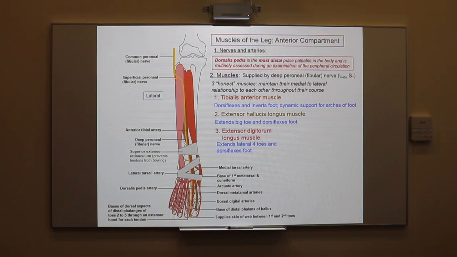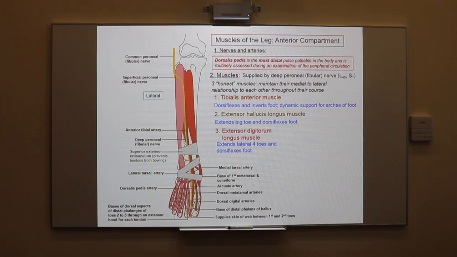So it is arising from the anterior aspect of the fibula. The uppermost part is also arising from the lateral tibial condyle. So it is arising from the lateral tibial condyle, from the head of the fibula, and from the upper part of the anterior surface of the fibula. And it is going to pass below the extensor retinaculum, the superior and the inferior extensor retinaculum, and divide into 4 tendons for the lateral 4 toes.